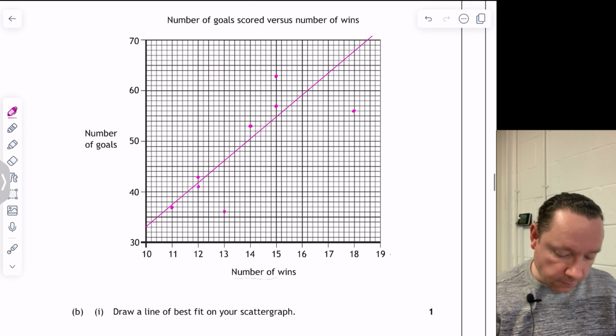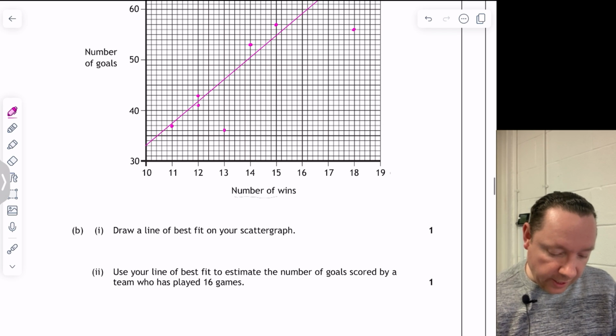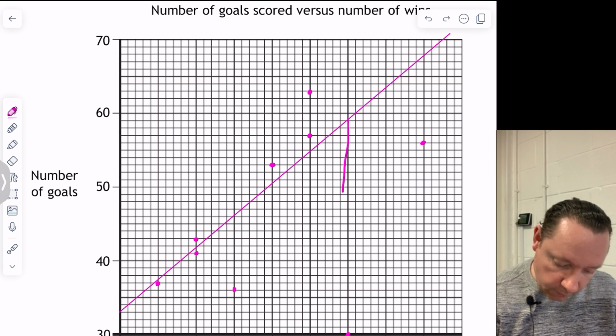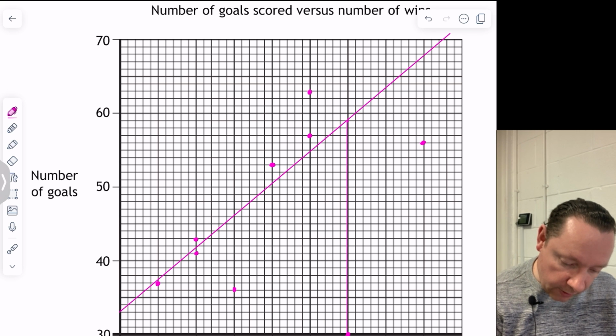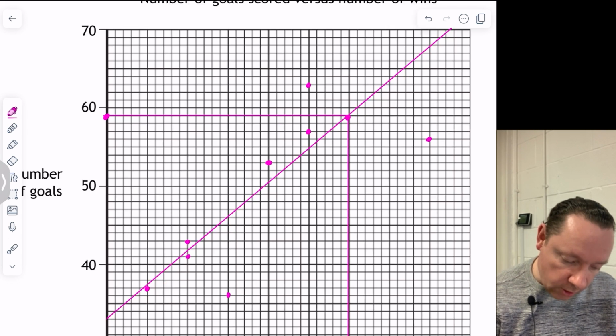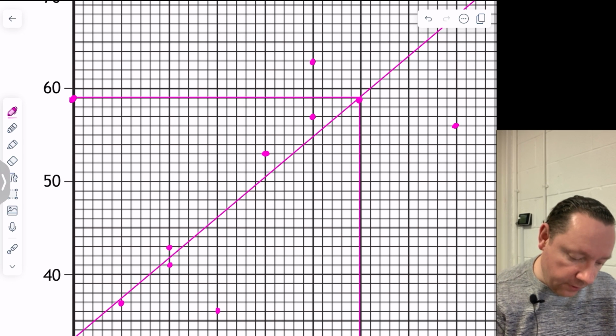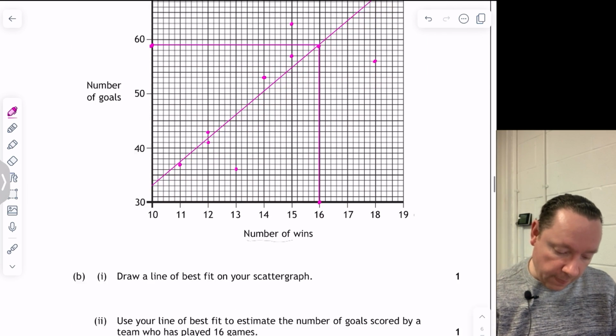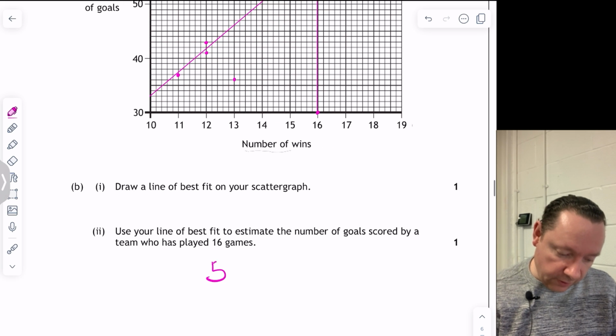Okay, next question. Use your line of best fit to estimate the number of goals scored by a team who has played 16 games. So 16, you use a ruler, but I don't need to on an iPad. And then I can just kind of see where that crosses the axis here. So just make sure I went to 16, up to my line and along. Should be able to see that. And then just count 50. I'm one away from 60, so that's 59 roughly. So I'm going to just write 59 goals.